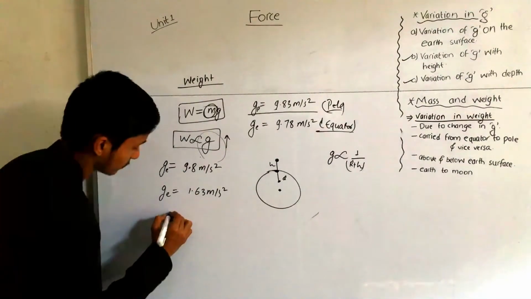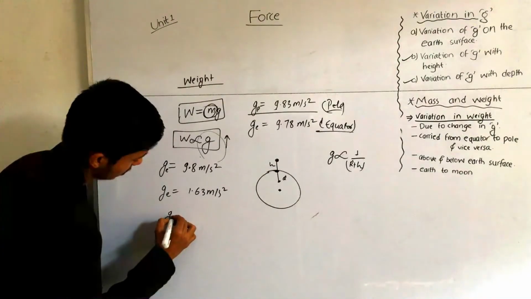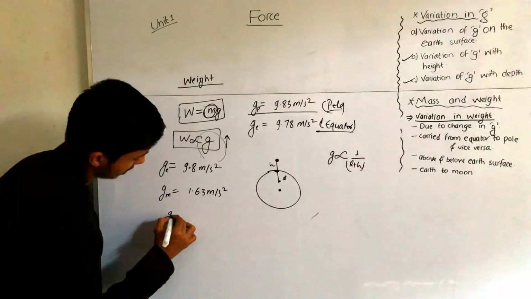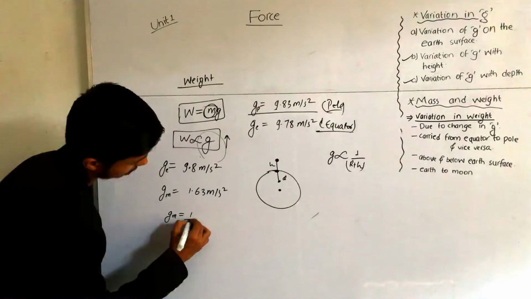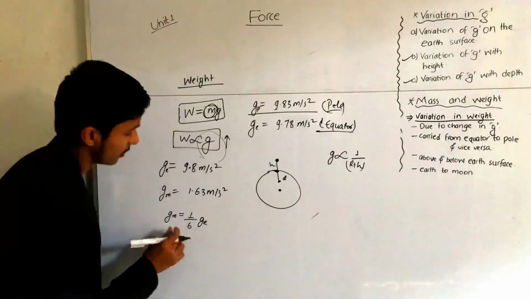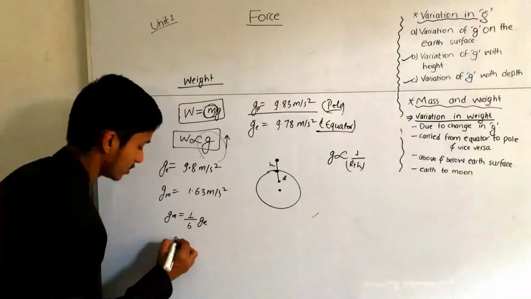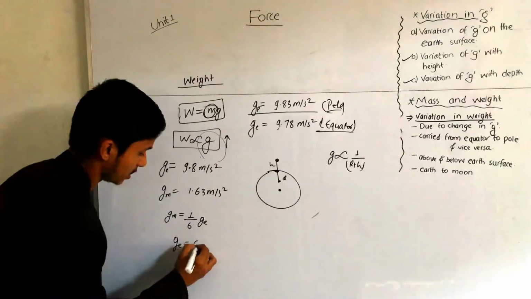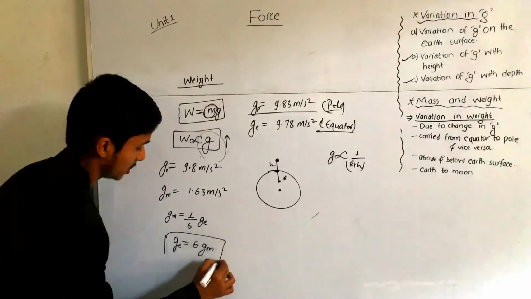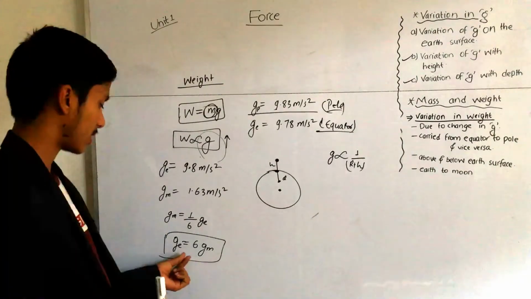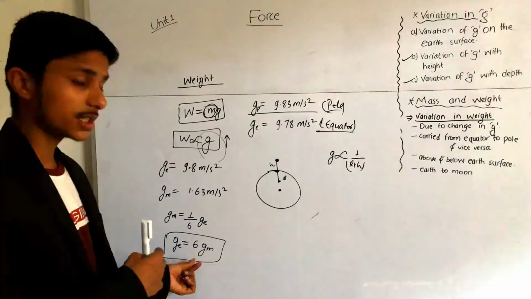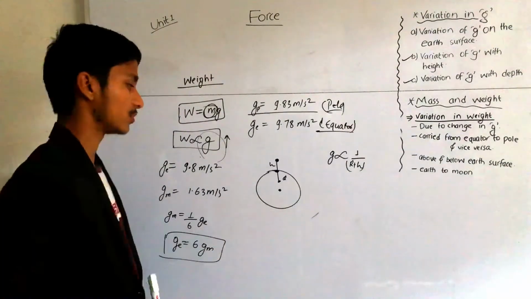It means gm, the gravity of the Moon, is 1/6 of the value of acceleration due to gravity of the Earth. This is almost 6 times of the Moon. The value of acceleration due to gravity on the Earth is almost 6 times that of the Moon.